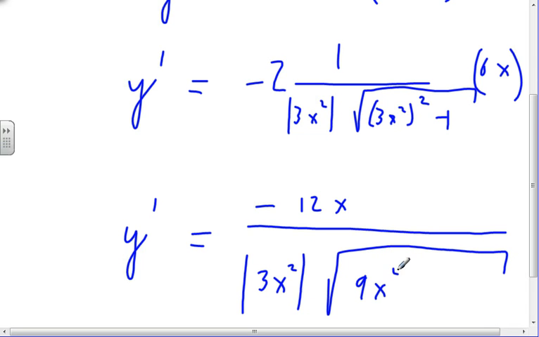All right, let's see, where are we? 9x to the 4th minus 1. I just squared the 3 and got a 9, and squared the x squared and got an x to the 4th. Okay. Good enough? All right, well, we're done with this section.